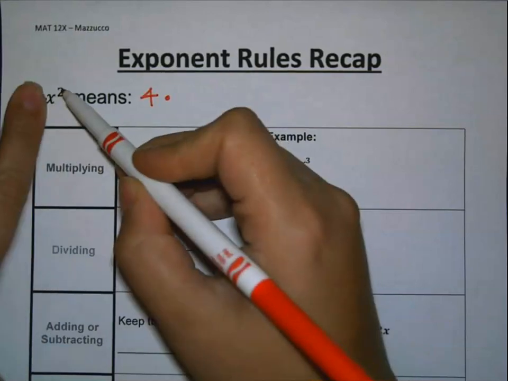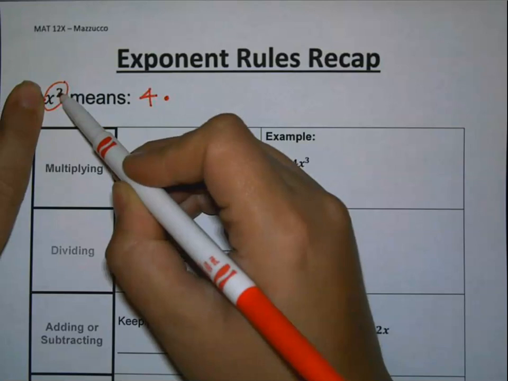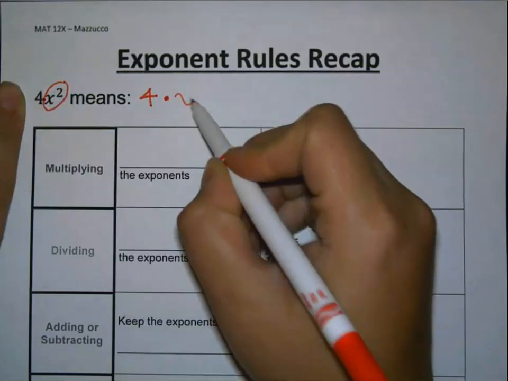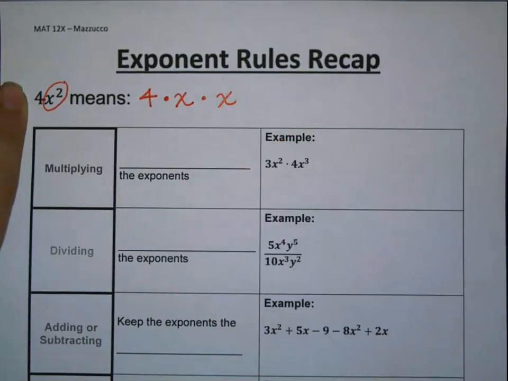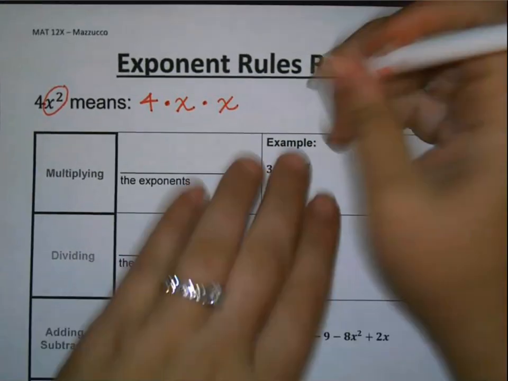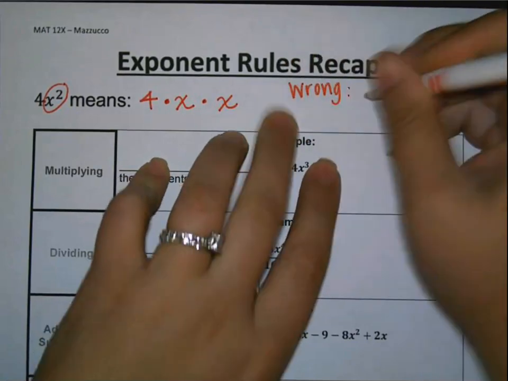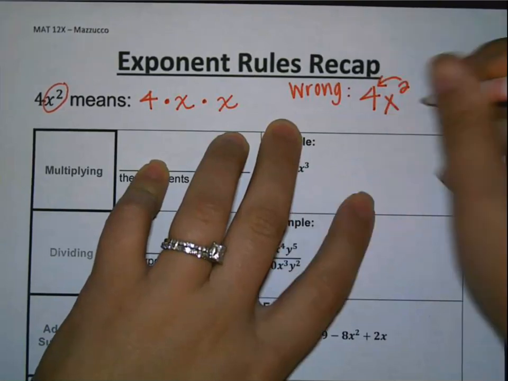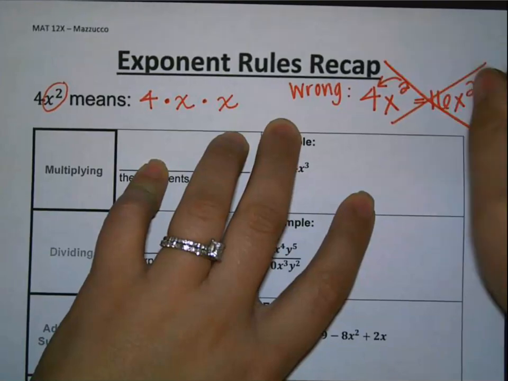Now let's review what an exponent does. An exponent's job is to tell you how many times to multiply the base. So this is saying 4 times x times x. That's what this would look like if I expanded it out. Oftentimes students think that this is saying 4 squared, which is 16x squared. That is absolutely wrong.